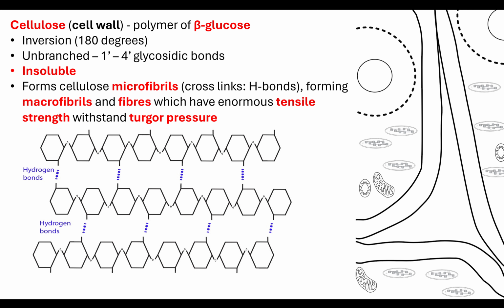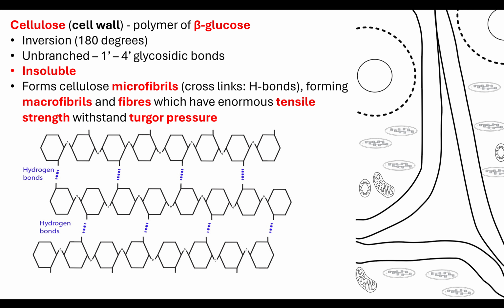Now those cellulose fibers have enormous tensile strength. They can withstand the turgor pressure of the water moving into the cell, and that therefore gives the rigidity of plant cells maintaining their shape. And that allows the plants to grow upwards against the force of gravity. So it's important you know about those three polysaccharides: starch, glycogen, and cellulose.